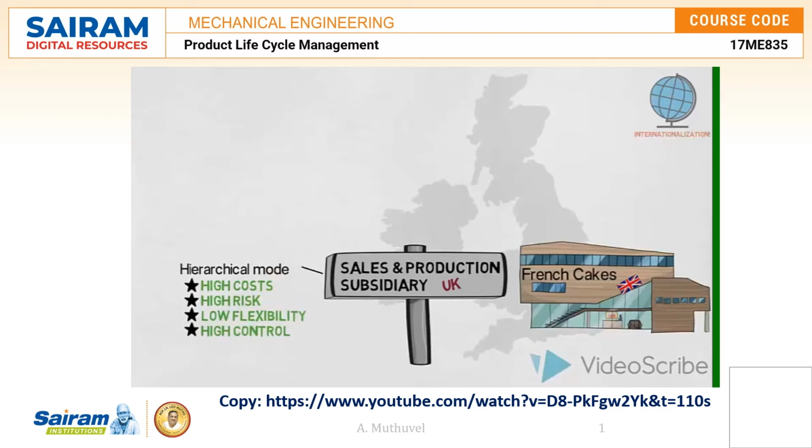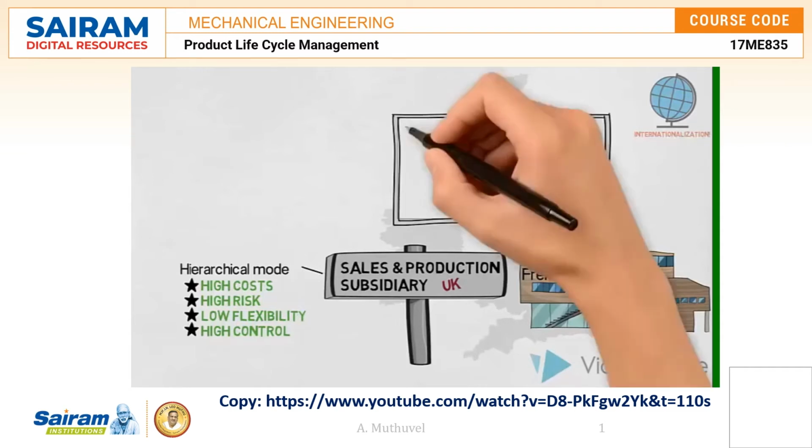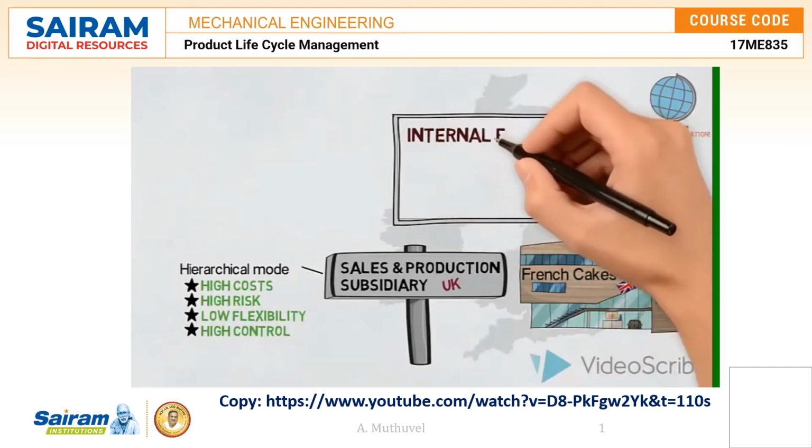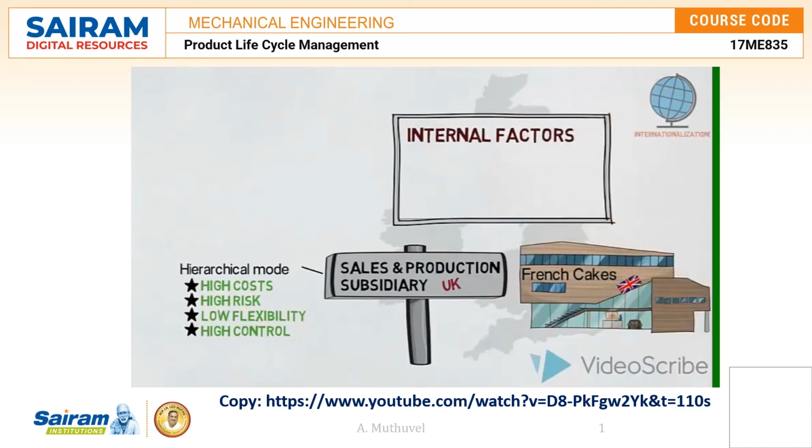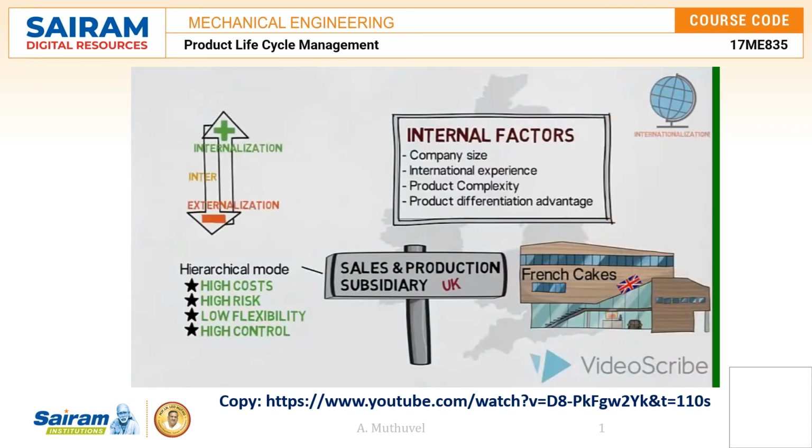A high level of control, as French Cakes would hold on to complete ownership of all value chain activities, being in the position to make all decisions about target groups, distribution channels, and so forth. Let us address the first set of factors, the internal factors. Let us use this visual as we evaluate French Cakes' internal factors, and let us see if this will indicate a move towards internalization, as French Cakes are considering.